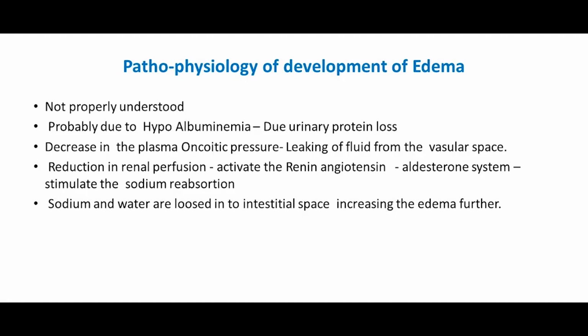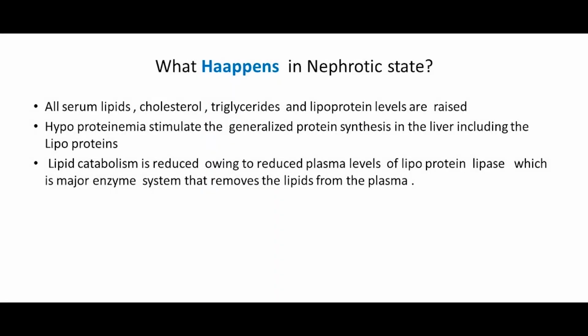This is what we have already discussed, the pathophysiology of the edema because of hypoalbuminemia. Now, what exactly happens in the nephrotic state? All the serum lipids, cholesterol, triglycerides and lipoprotein levels are raised. Hypoproteinemia stimulates generalized protein synthesis in the liver, including the lipoproteins, and lipid catabolism is reduced owing to reduced plasma levels of lipoprotein lipase, which is a major enzyme system that removes lipids from the plasma. So, this is the pathology behind why there is an increased level of fat, lipoproteins and cholesterol during nephrotic syndrome.